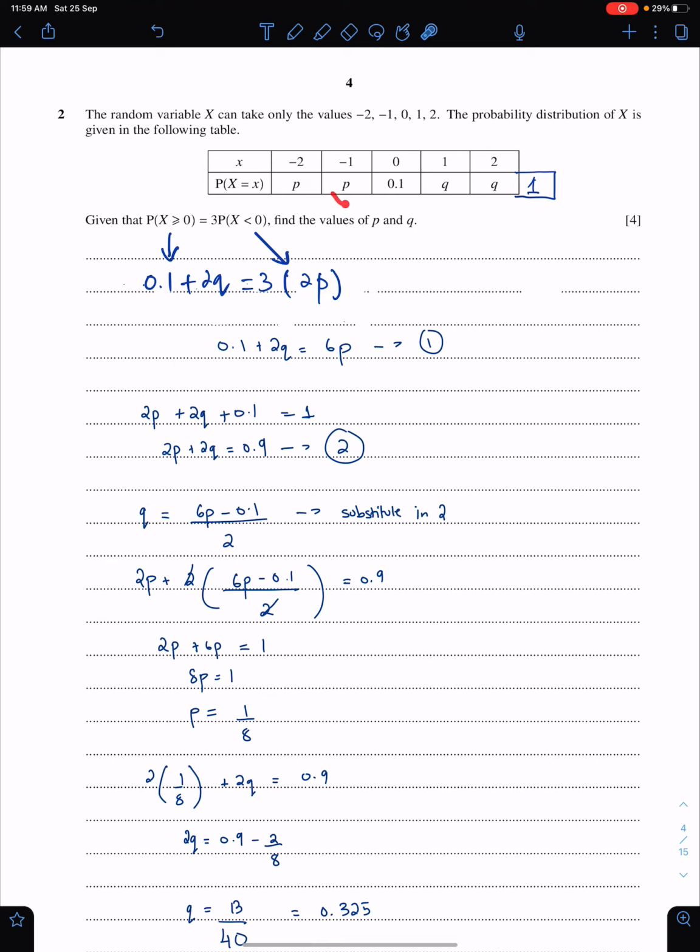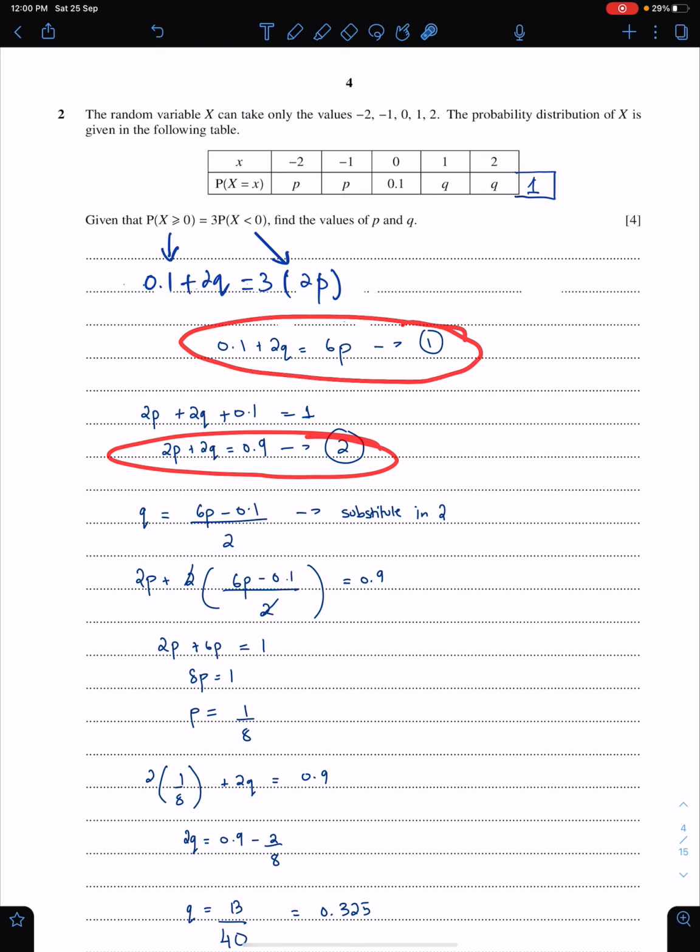X less than 0 means these two probabilities, the probabilities of -1 and -2, which is 2p. So 3 times this probability means 3 times 2p. So this equation will give you this equation. This information will give you equation number 1. This is equation number 1. So with the help of this information, we have made equation number 1. And by adding all these probabilities and equating to 1, we can get equation number 2. So this is equation number 2.